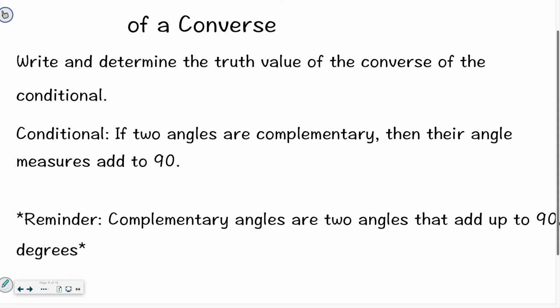Hopefully for your answer, your converse, I'm not going to write it out to save time, I'm just going to say it out loud, would be if two angles add up to 90, then they are complementary. That would be your converse. If two angles add up to 90, then they are complementary. Now, is that true or false? That is actually true. If two angles add up to 90 degrees, then they are complementary. That is indeed true. Okay?